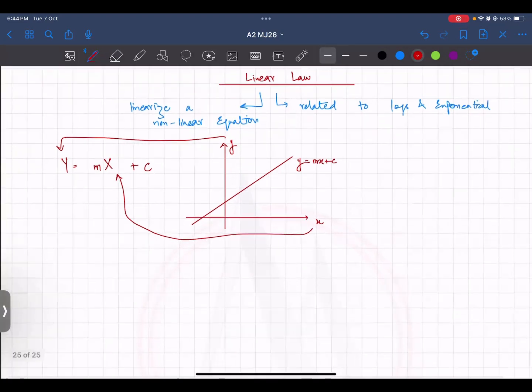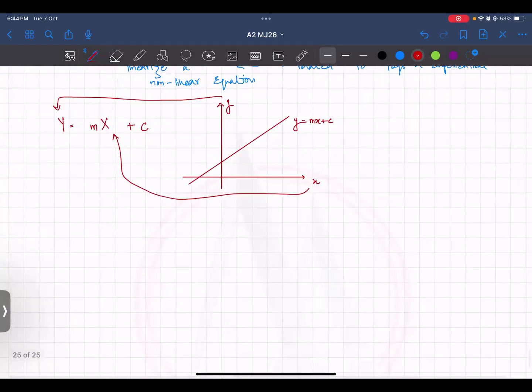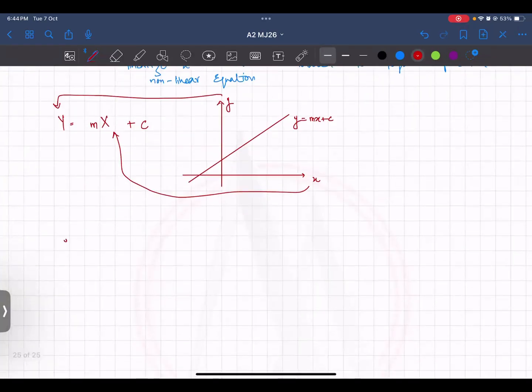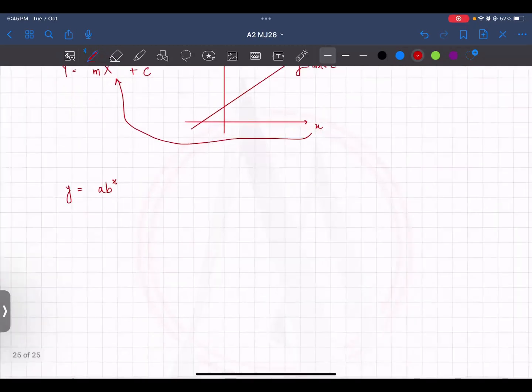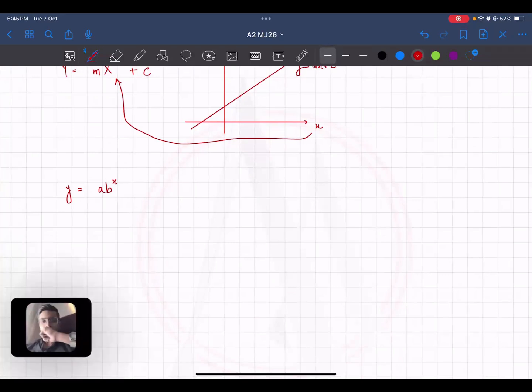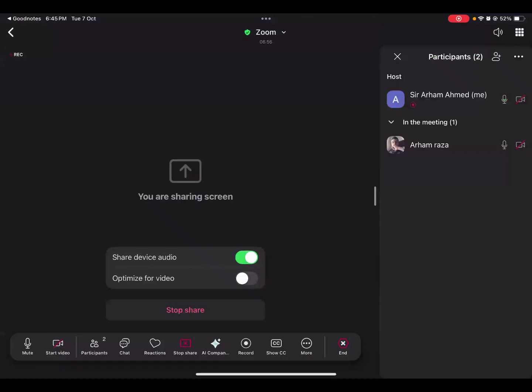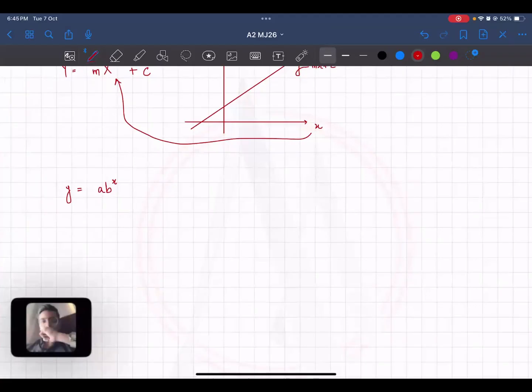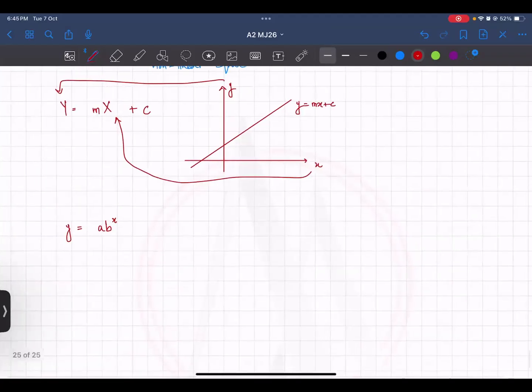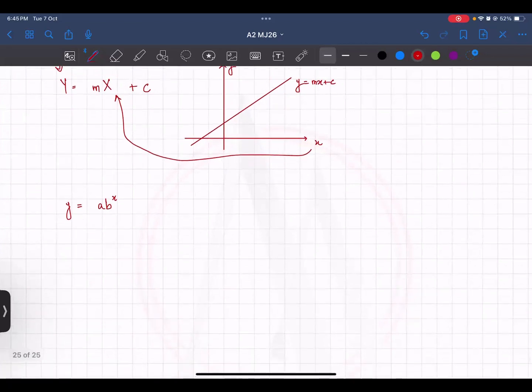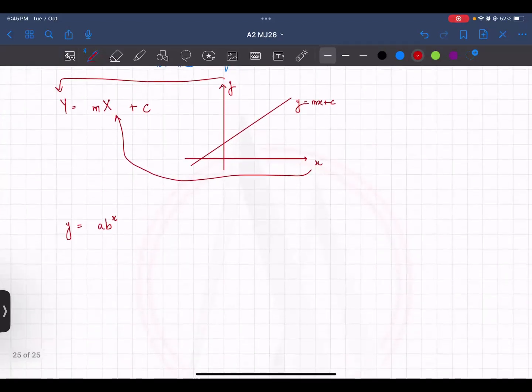Now, if you have an equation which is non-linear, for example y equals a b power x, you can definitely see this is not in the linear form. It is not in the y equals mx plus c form. So the graph of this will also not be linear. It would be a curve. But now we use the rules of logs and exponentials, change it a little bit, and linearize it. We will convert it into a straight line.